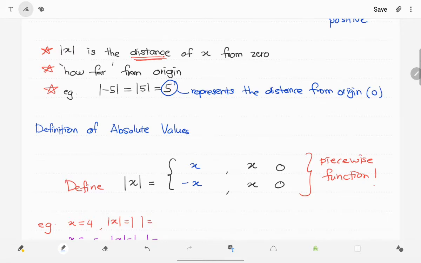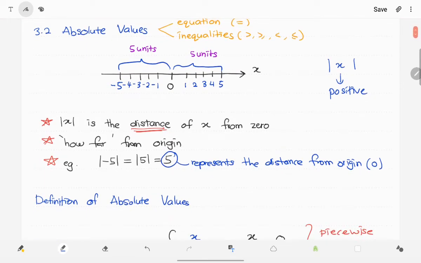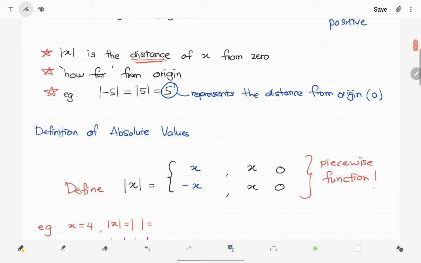Kenapa x, negative x? Macam saya kata tadi, kita ada bahagian yang positif dan bahagian yang negatif. Kita ada negative value dengan positive value. So modulus x tu macam ni. Modulus x is equal to x, and then comma, x0 ni apa? Ini adalah range dia, okay? So x greater than or equal to 0. Bawah ni negative x, x less than 0.